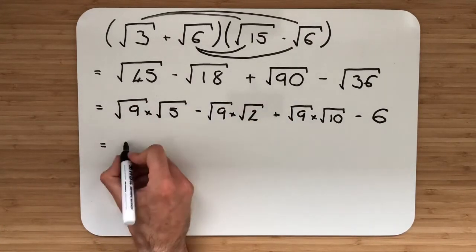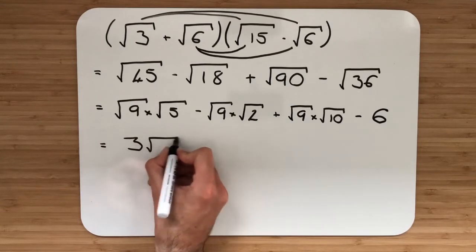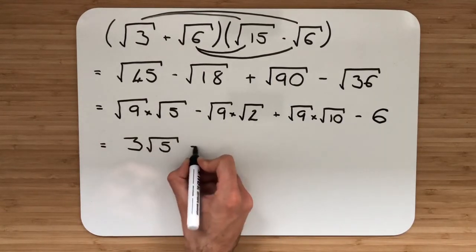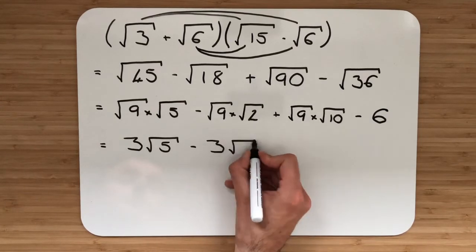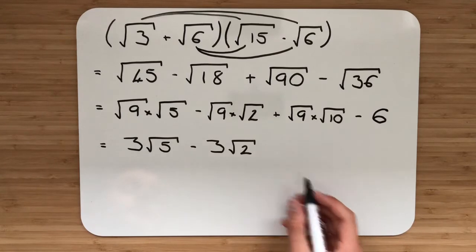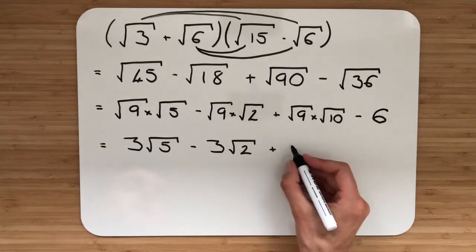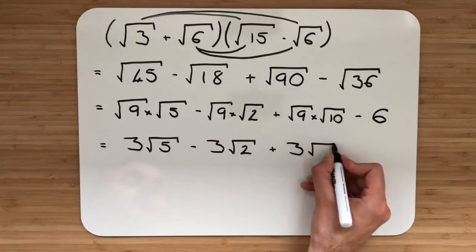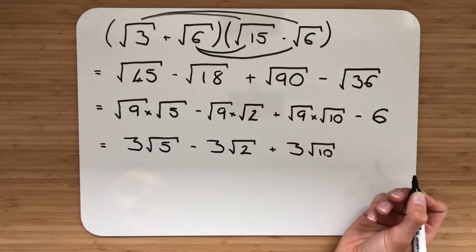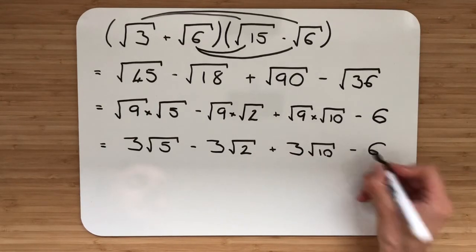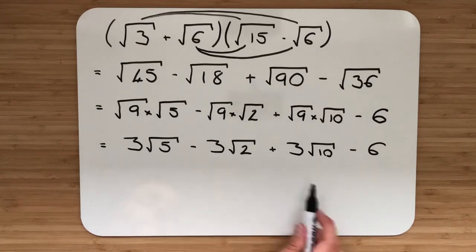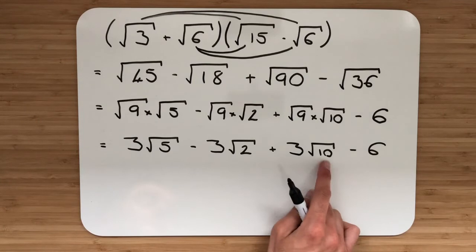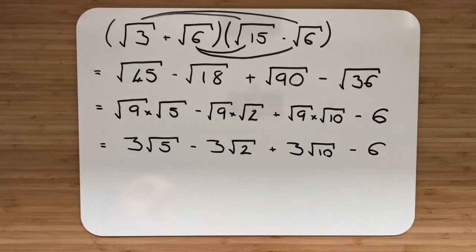So the square root of 9 is 3, so I will write that as 3 root 5. Subtract, again, the square root of 9 is 3, so that will now be 3 root 2. Again, the square root of 9 is 3, so that will be 3 root 10. And then I'm going to subtract 6. Now here, there is nothing that I can do in terms of simplifying down. Root 5, root 2, root 10 are all different, so we can't simplify down, so that is our final answer.